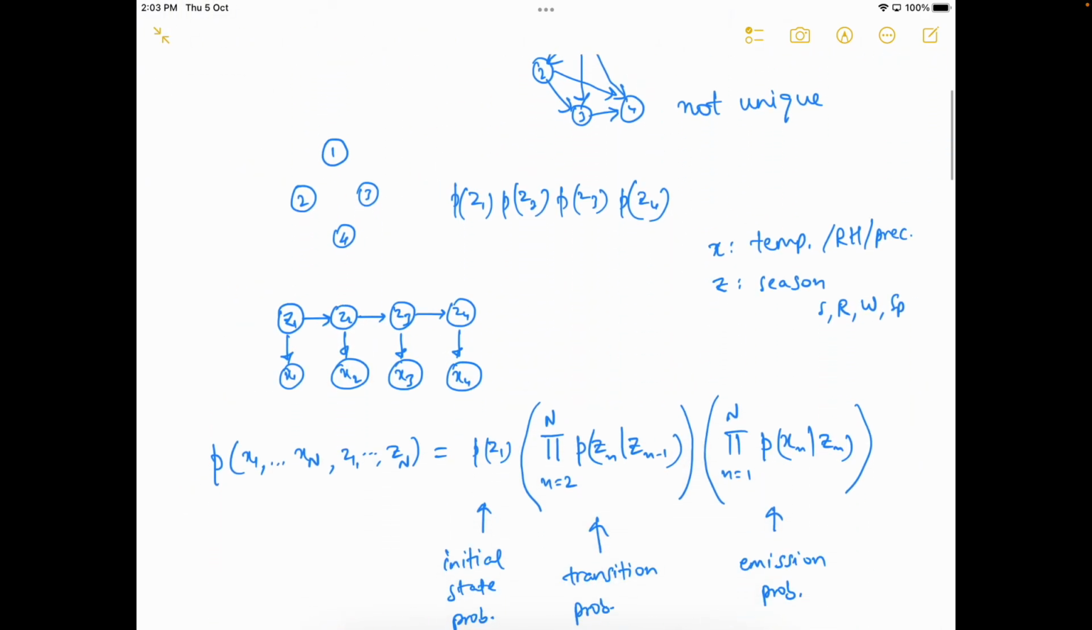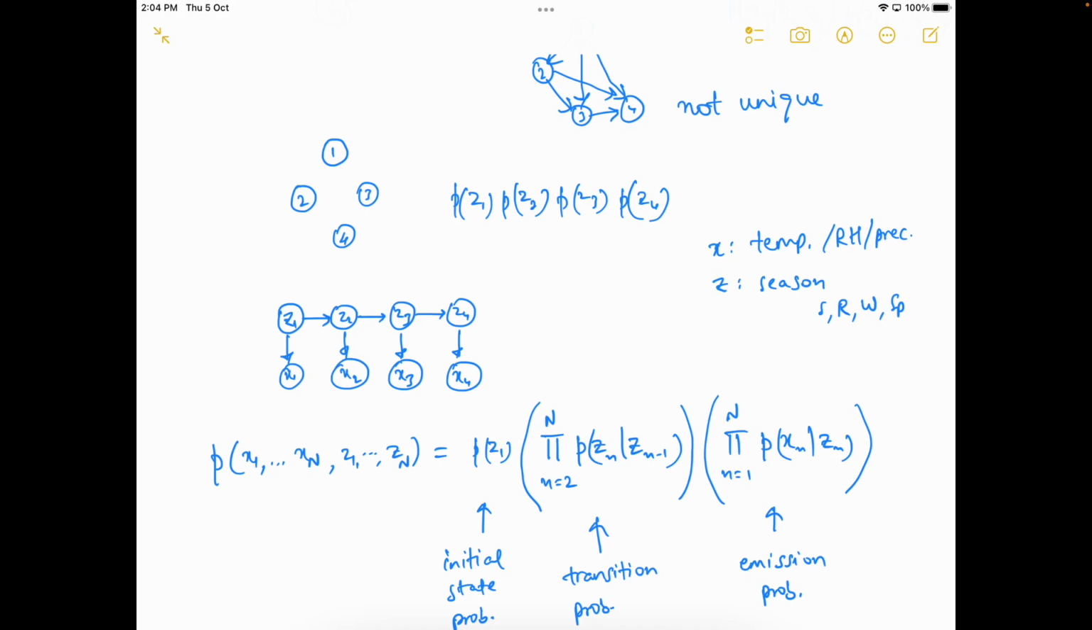We discussed HMM. So this is the graphical representation of hidden Markov models. We have Z, which is some latent state, a latent random variable, right? And X is our observed random variable.